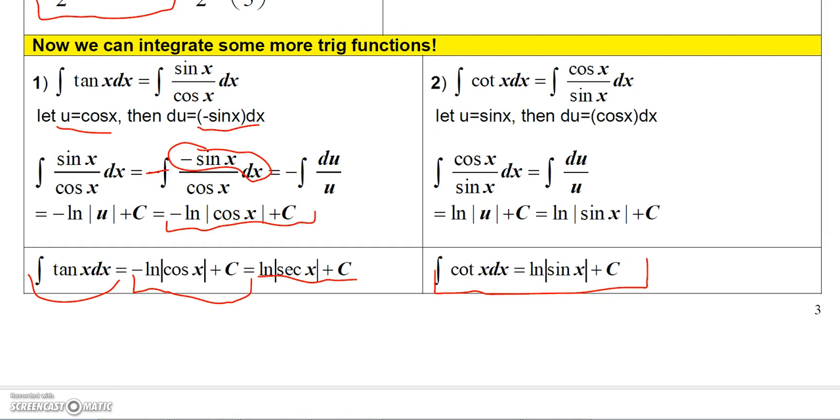So in the next video, I'm going to do some exponential functions.